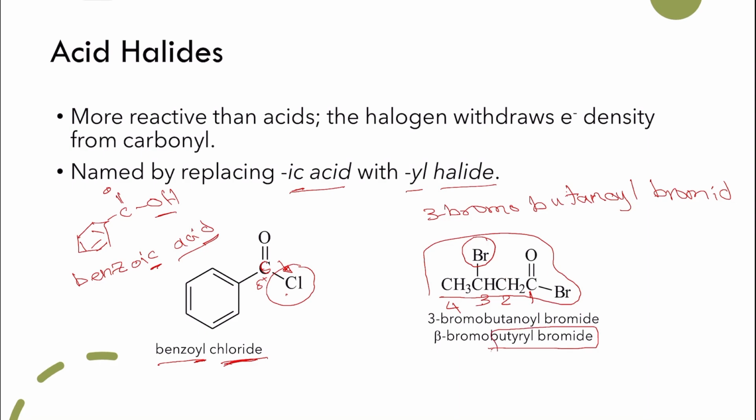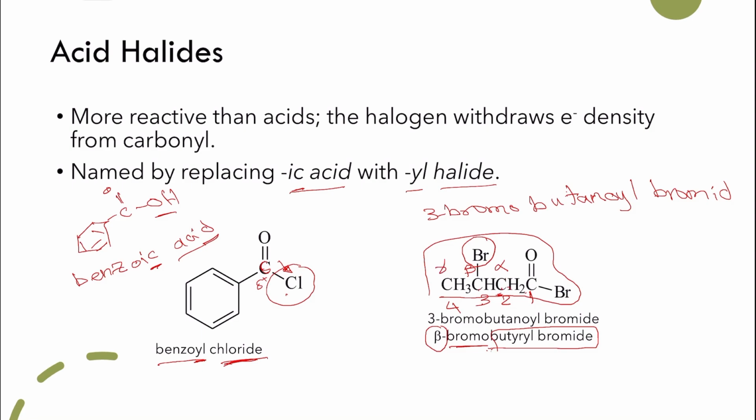This is a common name. If you notice here, in this name they said beta bromo butyryl bromide. So beta, because in carboxylic acids and carboxylic acid derivatives there is a different way, which is a common way. It's not the IUPAC name or the IUPAC system, where we can give letters to the carbon attached to the carbonyl carbon. So the first carbon next to the carbonyl carbon is called alpha. The second one is called beta. The third one is called gamma.